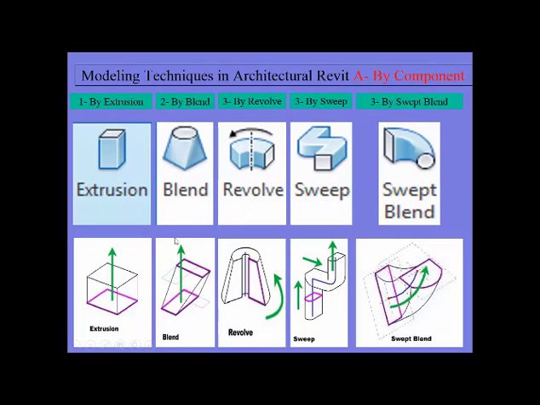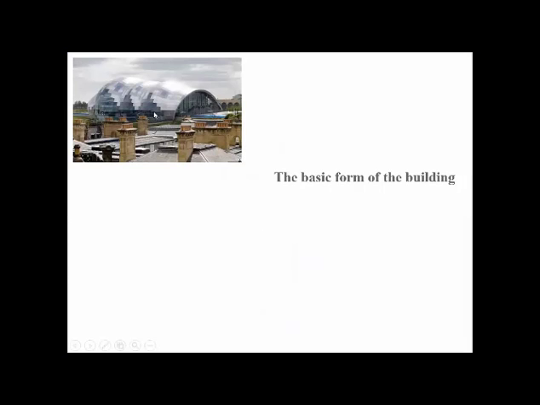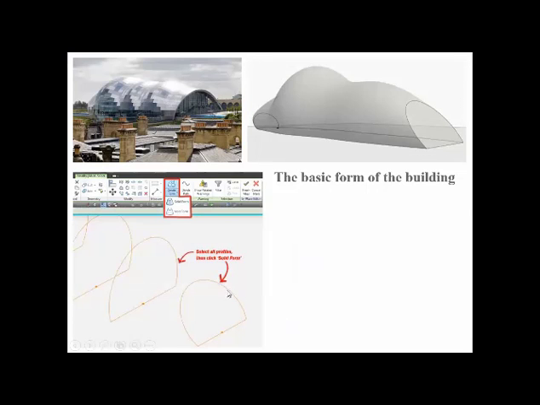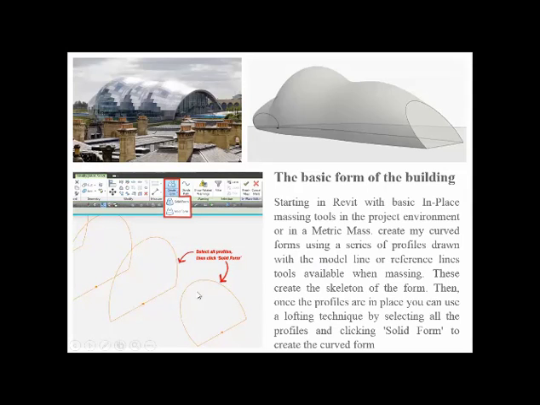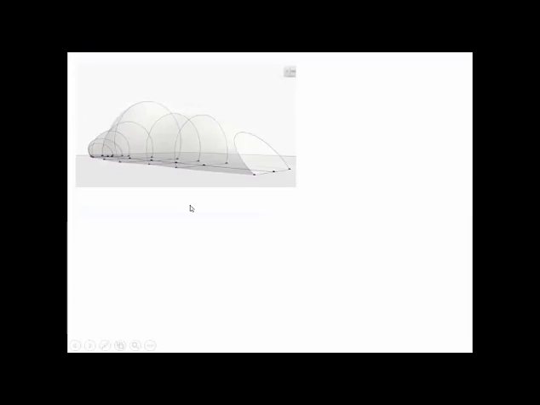And already we studied together in the last lecture how to make modeling using extrusion with plane, revolve. We still have sweep and sweep blend, and we will inshallah give you a lecture about this. But if we have this building, for example, this is the basic form of the building. So we can draw different cross sections. اختارهم مع بعض عشان يديني solid form، هيديني الفورم مباشرة.